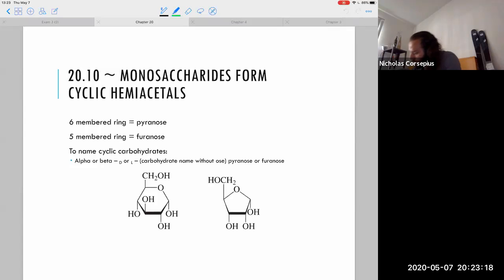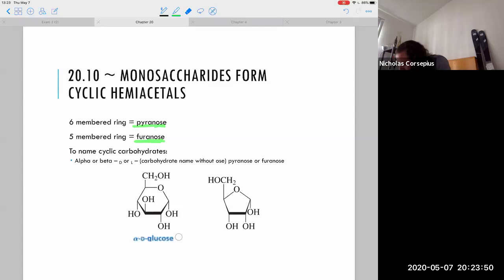6-membered rings are called pyranoses. Any sugar that's closed into a 6-membered ring is a pyranose, and any sugar that's closed into a 5-membered ring is a furanose. And then that actually changes what we call the sugar a little bit.